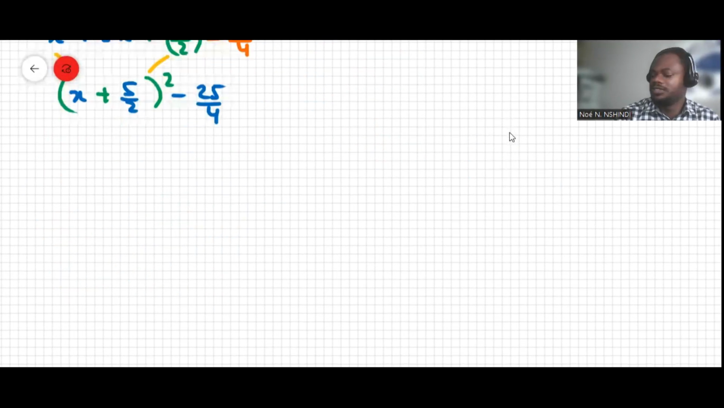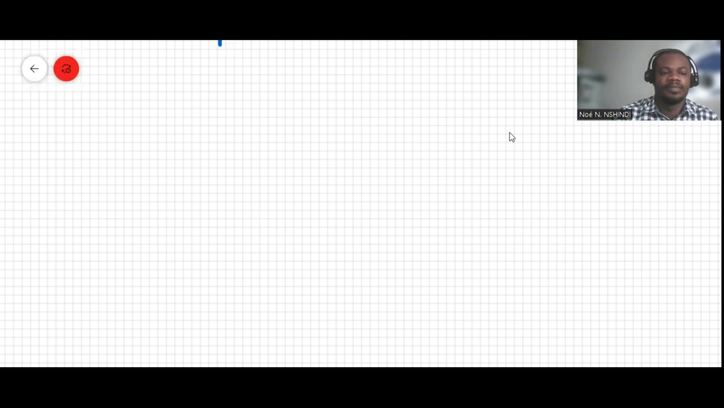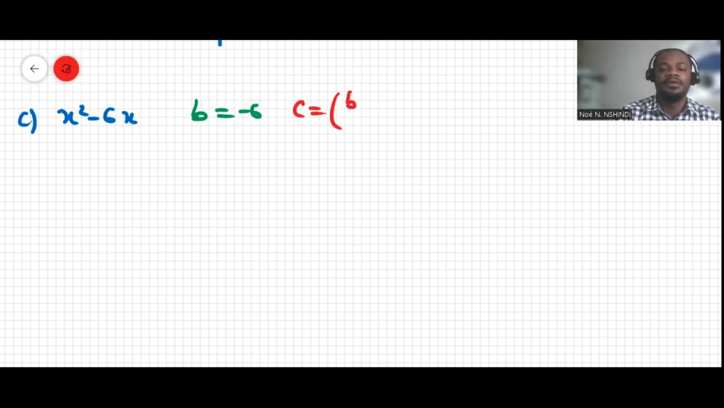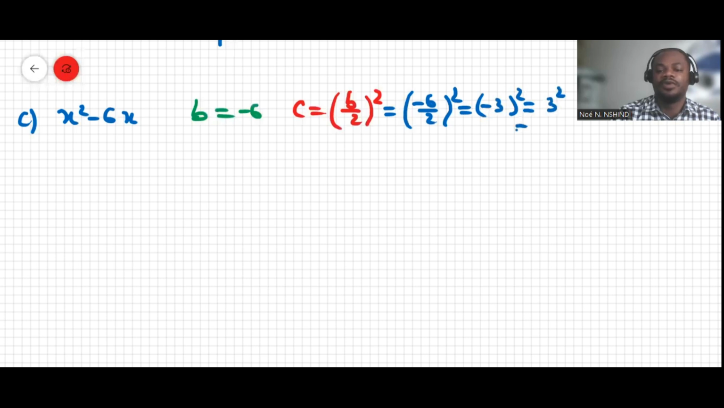Now we can do question C. C says x squared minus 6x. To complete the square, I identify what is B. B is negative 6 here. And I know that C also must be (B over 2) to the power of 2. So this will be (negative 6 over 2) to the power of 2, which makes (negative 3) to the power of 2, which is basically 3 squared, and then 3 squared is just 9.